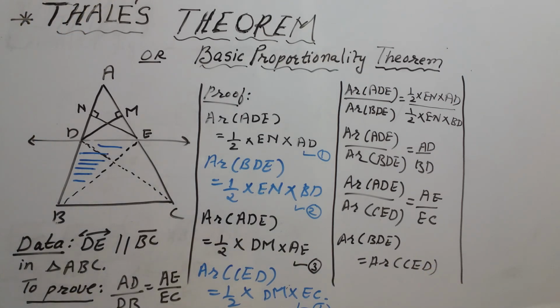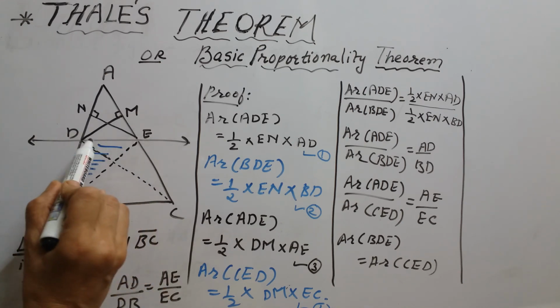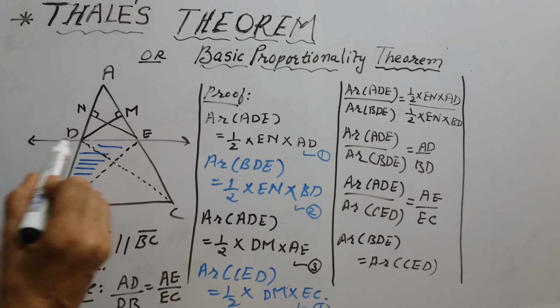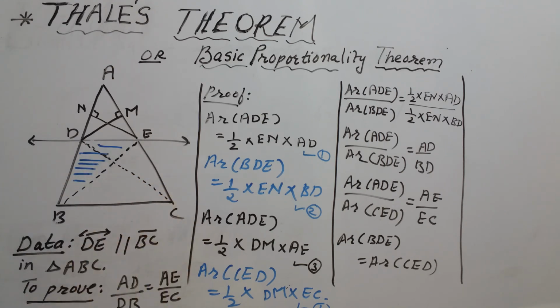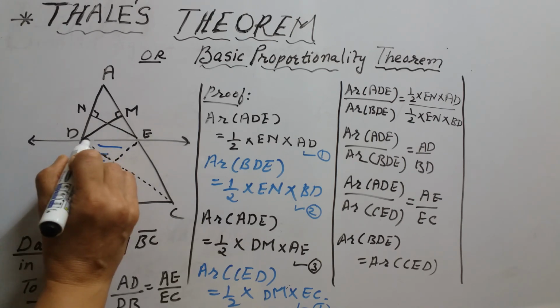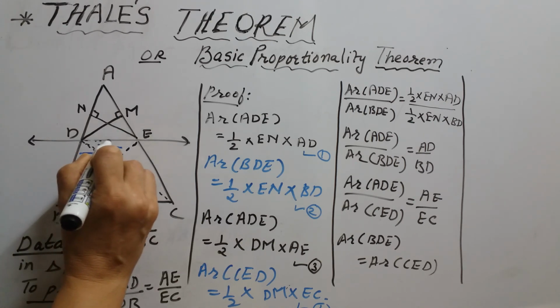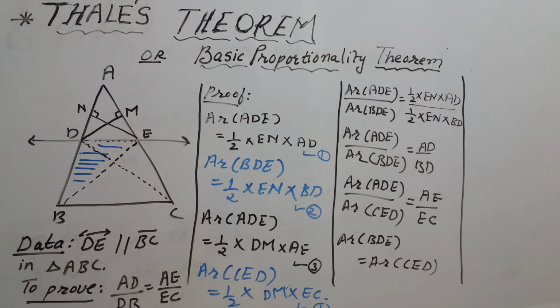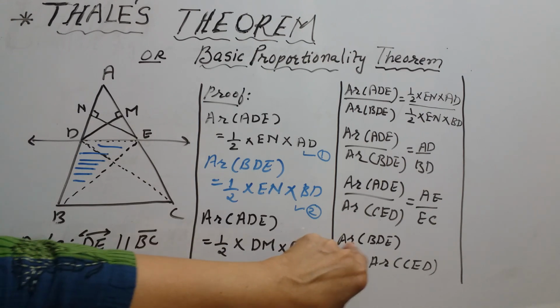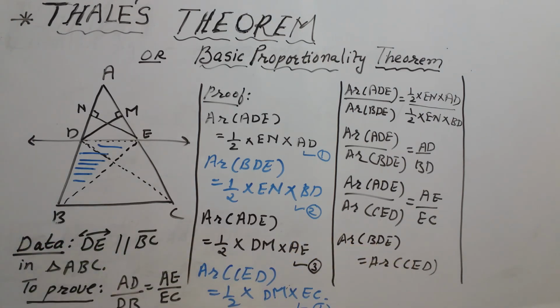What is the reason? Now see, triangle BDE and triangle CED are lying between two parallel lines, one is DE and the other is BC, and you have learnt in standard 9 that if two triangles are lying between parallel lines and sharing a common base, here they are sharing the common base ED, in that case they have equal areas. So I can say that area BDE is equal to area CED.